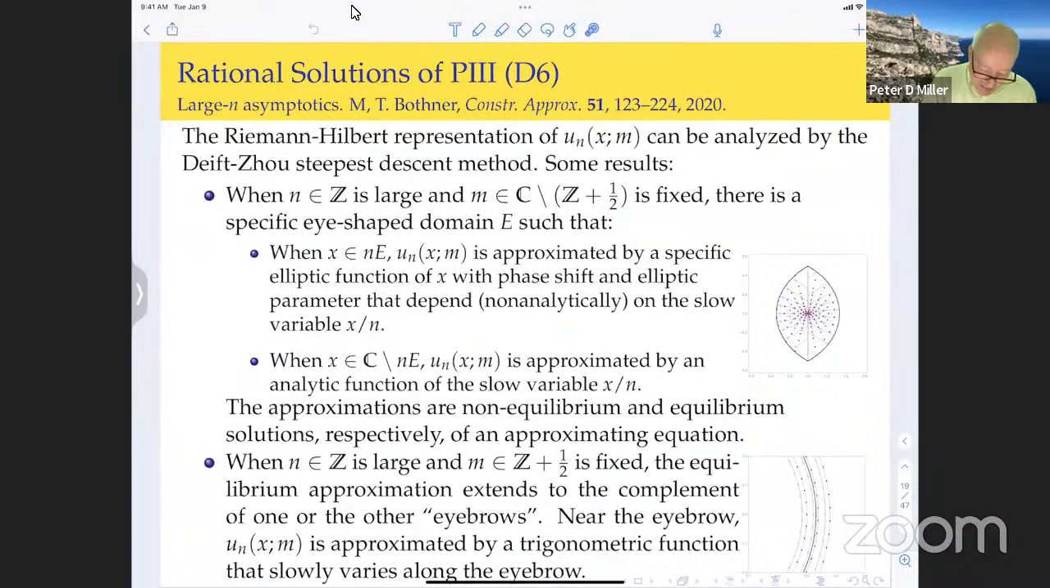And when x is in a scaled version of e by n like this, then this u_n function is approximated by a specific elliptic function depending on x, and it has a phase shift and an elliptic parameter that depend in a non-analytic fashion on the slow variable x over n, which is something that is sort of parameterizing this I-shaped domain like that. So you can kind of see it here.